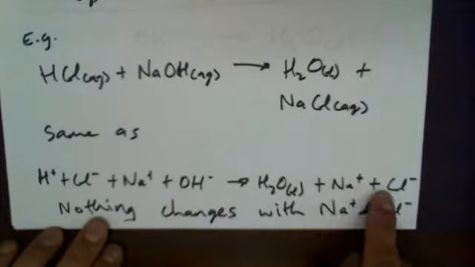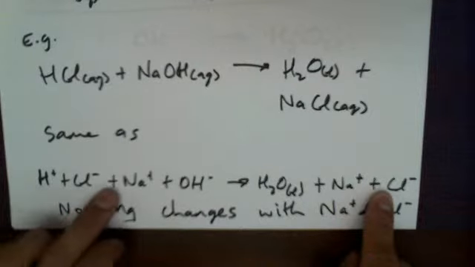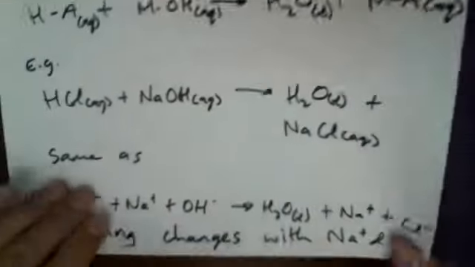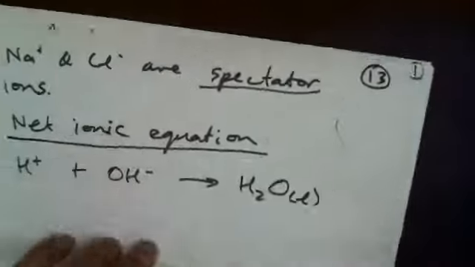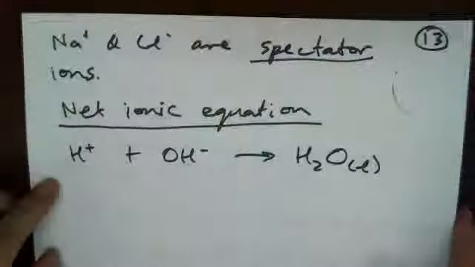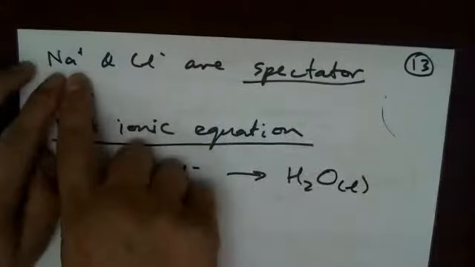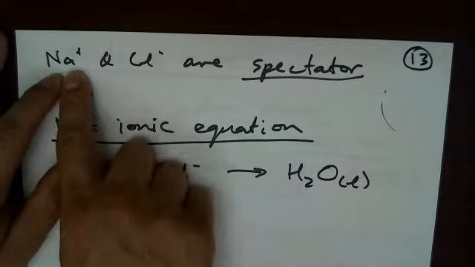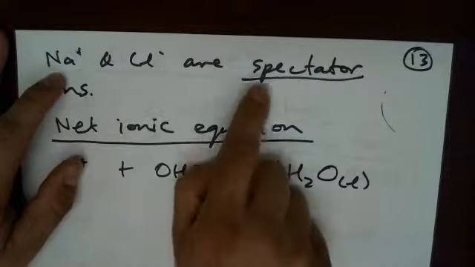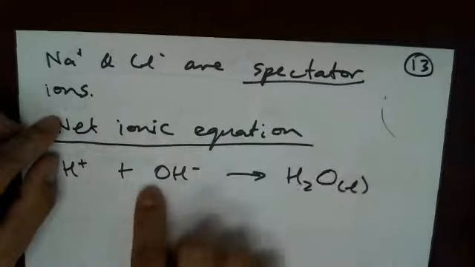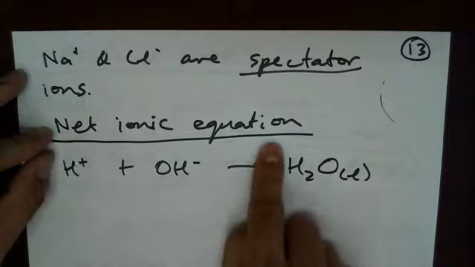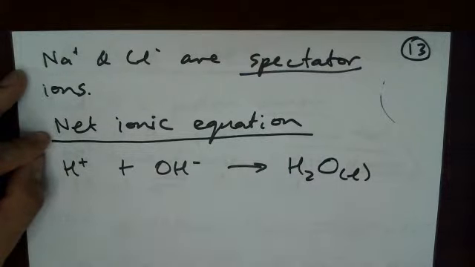They're both on the right and they're both on the left in the same form, and so we can call these spectator in the same way that someone that's watching football is a spectator. These ions aren't doing anything, they're watching, if you like, so we call the sodium plus and the chloride spectator ions. That brings us to our net ionic equation. The net ionic equation, you get rid of your spectator ions, so you just don't include them.